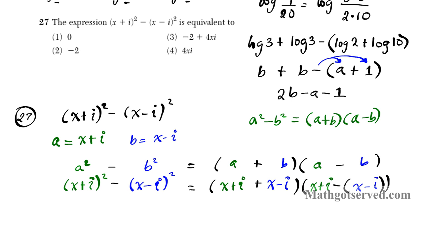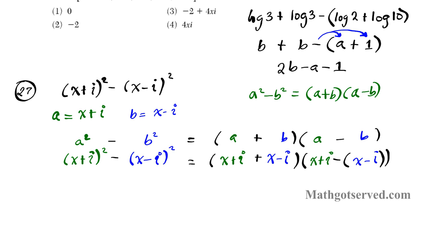Now we'll just simplify and that'll give us our answer. Over here, x plus x is 2x. The i's are opposites, so they add up to 0. They cancel each other out. So for the first quantity, I have 2x.